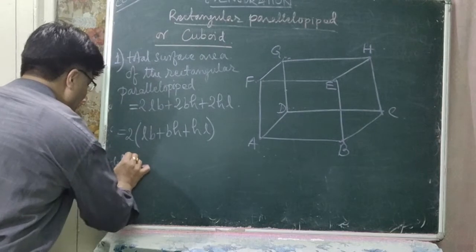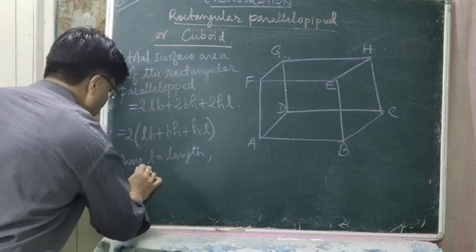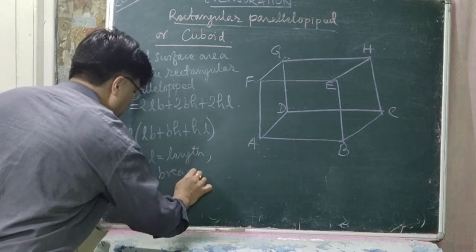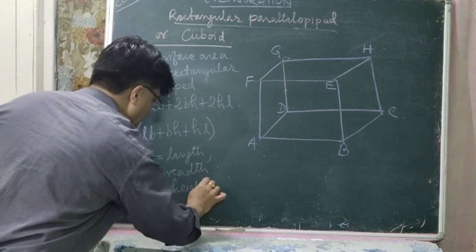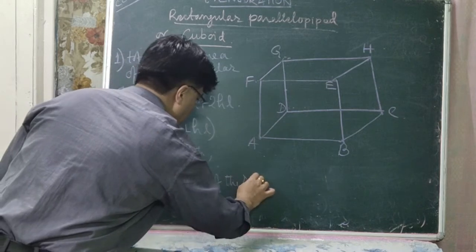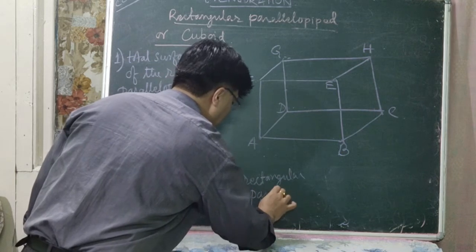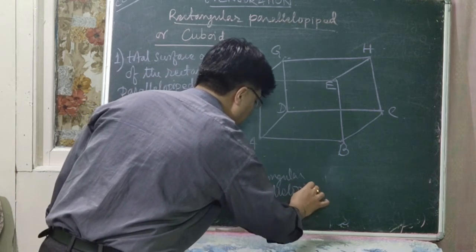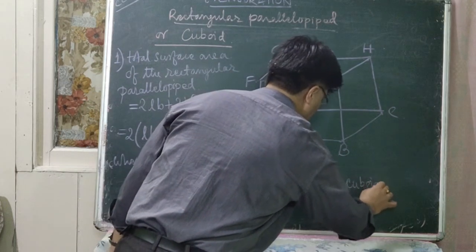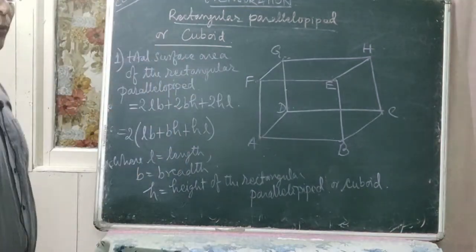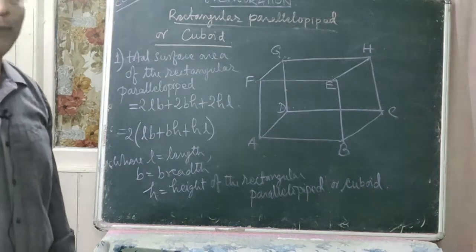Okay, where L is equal to length, B is equal to breadth, and H is equal to height of the rectangular parallelepiped, or you may write it as cuboid, or it is also known as cuboid. So this is the total surface area of the rectangular parallelepiped.